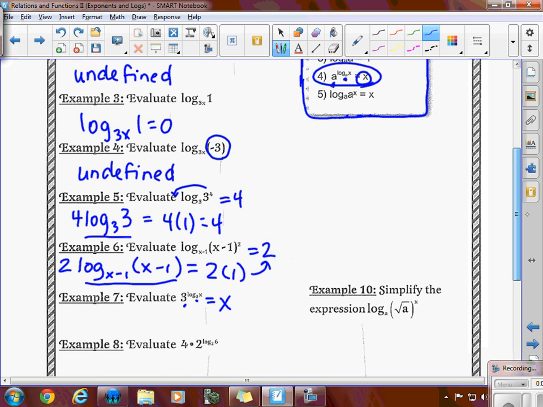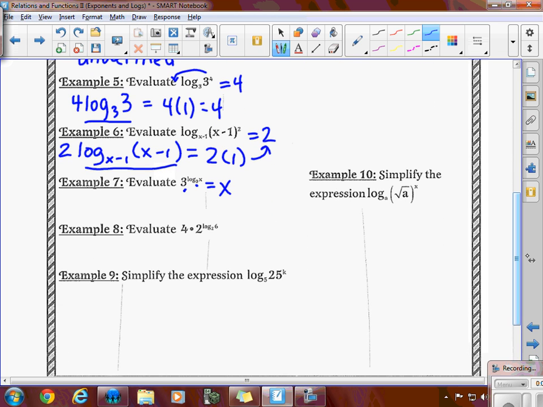Carrying this logic forward to the next example, we have the situation where I have a 4 out front, but now I have a power that has a base 2 and an exponent with a log base 2 of 6. So this whole chunk here simply equals 6, multiplying that by 4. The whole expression is 24.